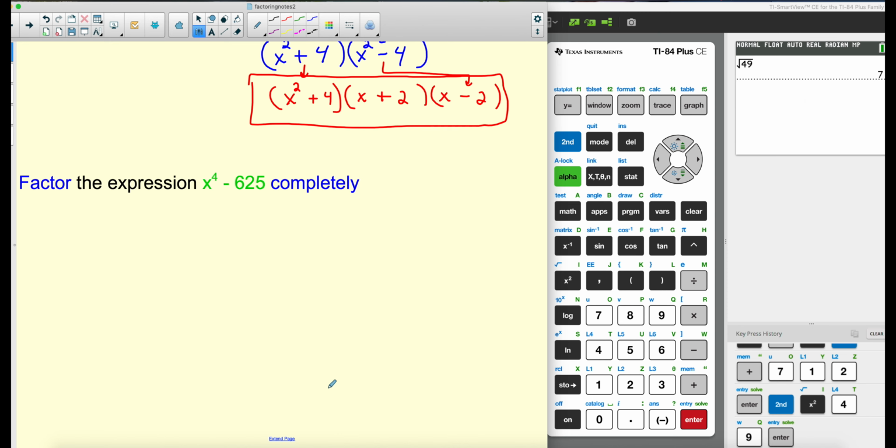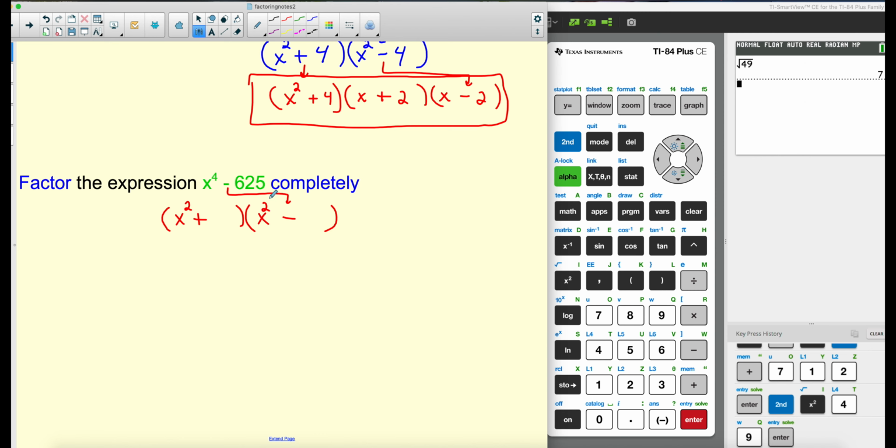Next, factor completely x to the fourth minus 625. Now, when you see these problems on the Regents, chances are you're going to have larger numbers. That's okay. We have our calculator for that. First step, 2 sets of parentheses. Minus sign to the right. First sign's a plus. Square root of x to the fourth is x squared.